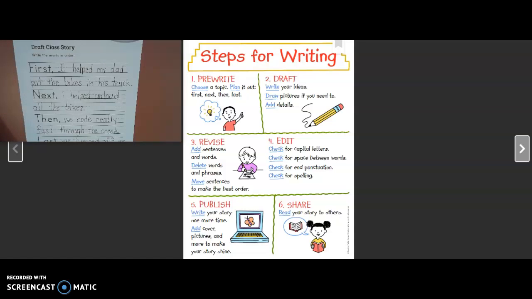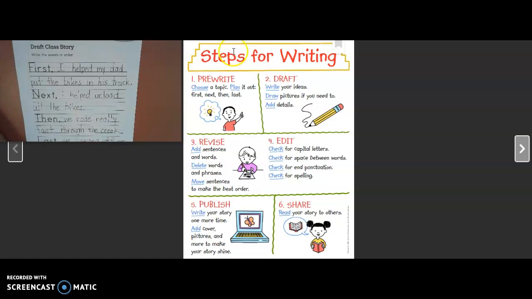So, as you know, I'm writing about the time that I rode in the creek with my dad. Actually, it was with my whole family. And so we went through the process of brainstorming ideas, choosing a topic, putting some steps in order, and now we're writing our sentences for our story.